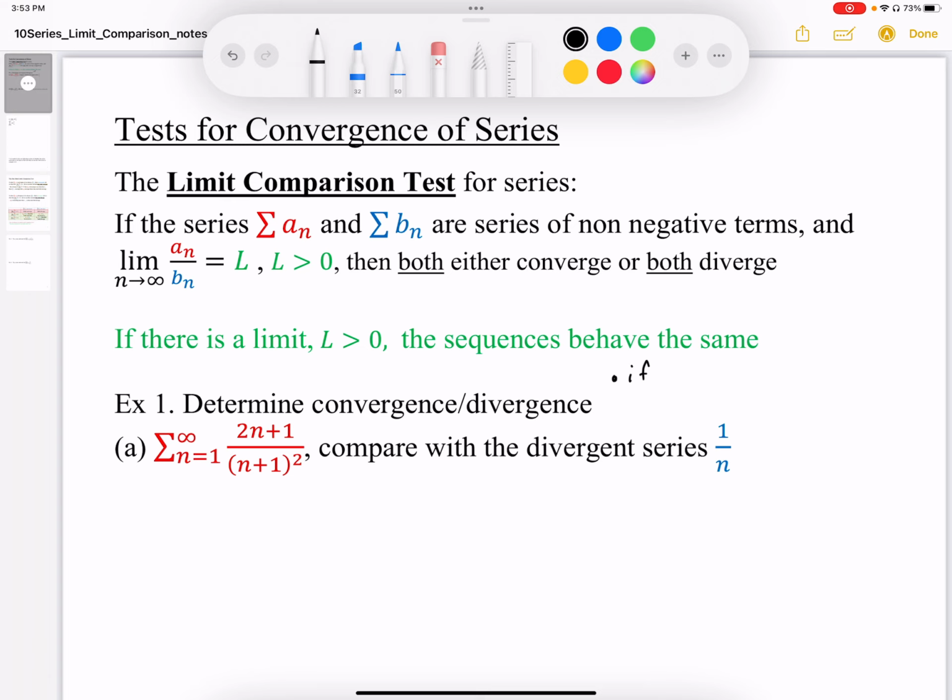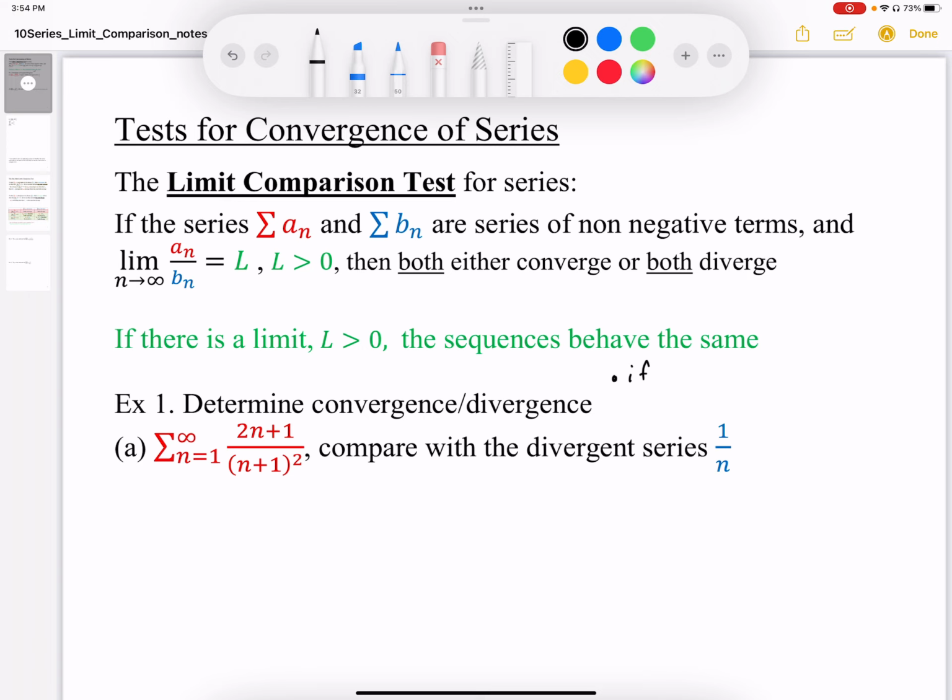It says that if the series, the sum of the a_n terms and the sum of the b_n terms, are non-negative terms, and when we compare the ratio of the nth term of a to the nth term of b, it equals a limit, and that limit is bigger than 0, then they both either converge or both diverge. Essentially, if when we compare the a_n term to the b_n term we get a limit, the behavior of a_n and b_n are relatively the same. They behave in the same way.